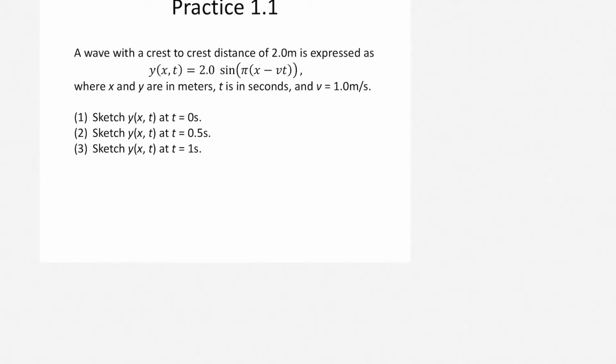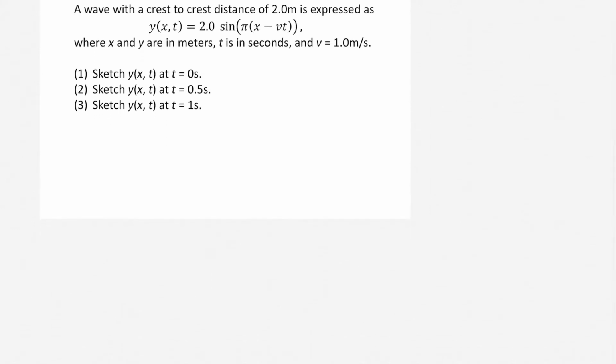At first, we'd like to write an equation at each time. So the first question: if you substitute t equals 0, y of x, 0 equals 2 sine, if you substitute t equals 0, this is pi x.